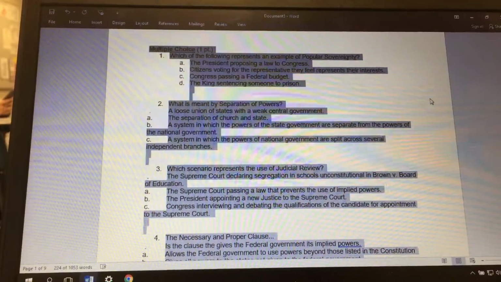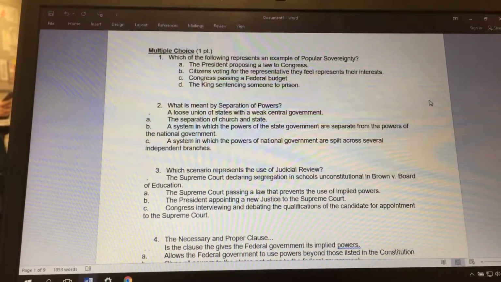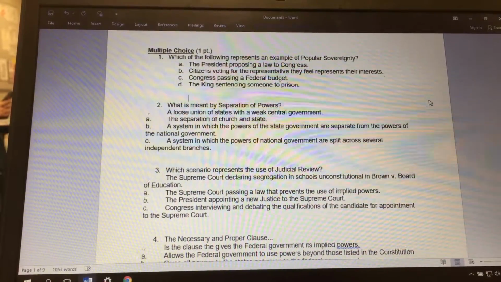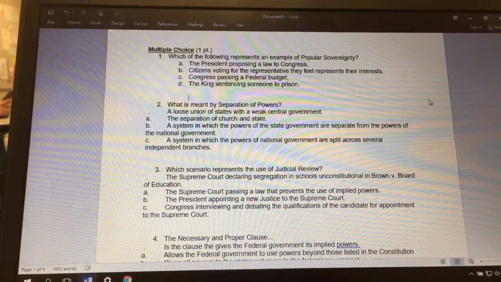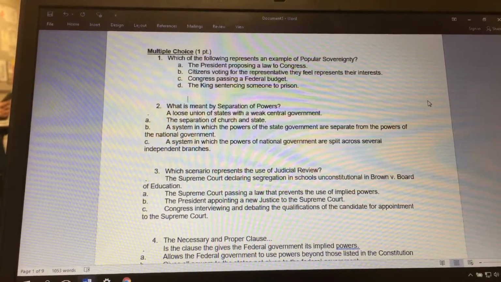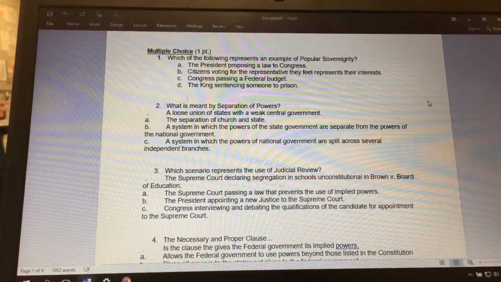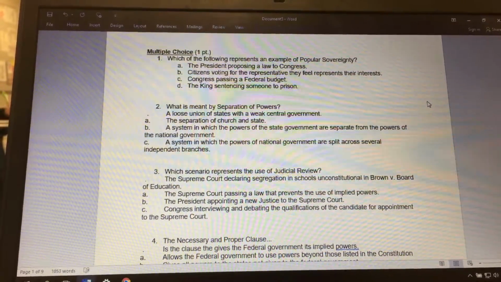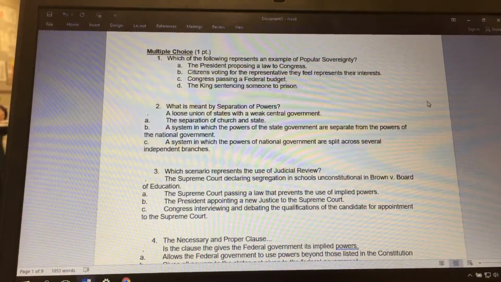Multiple choice, 1 PT. Which of the following represents an example of popular sovereignty? The President proposing a law to Congress. Citizens voting for the representative they feel represents their interests. Congress passing a federal budget. The King sentencing someone to prison.